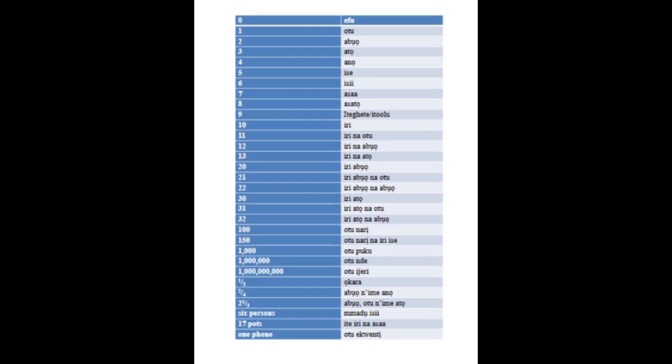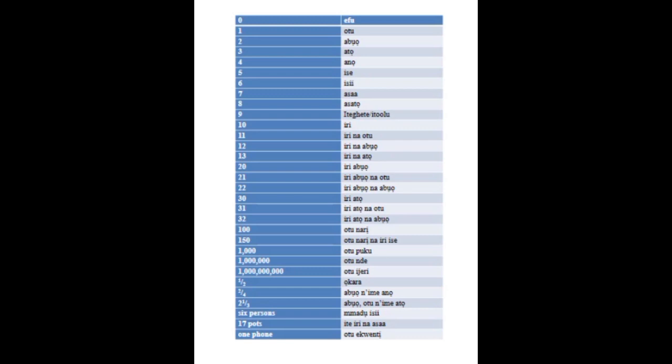2, abụọ. 3, atọ. 4, anọ. 5, ise. 6, isii. 7, asaa. 8, asatọ. 9, iteghete or itoolu. 10, iri. Now, once you get to 10, from 11 you start to say iri na otu.